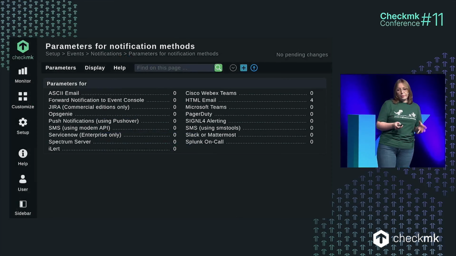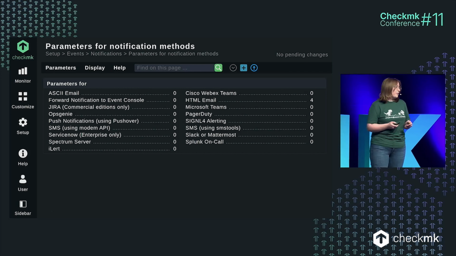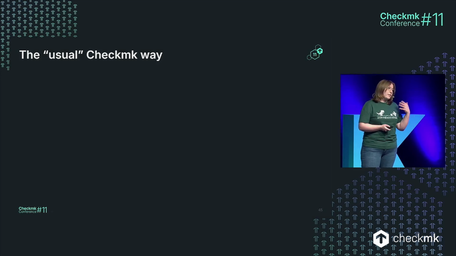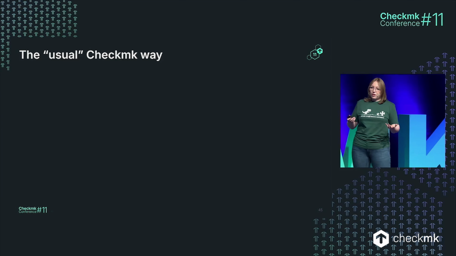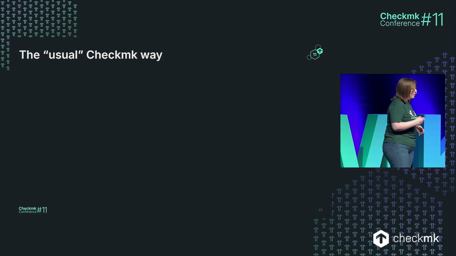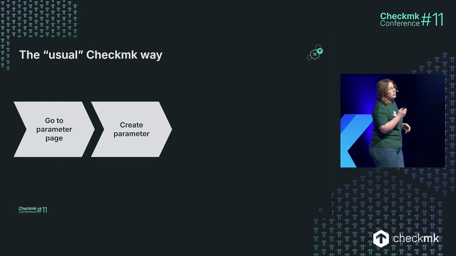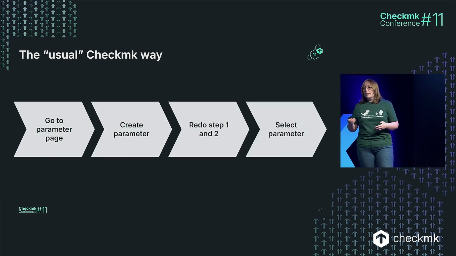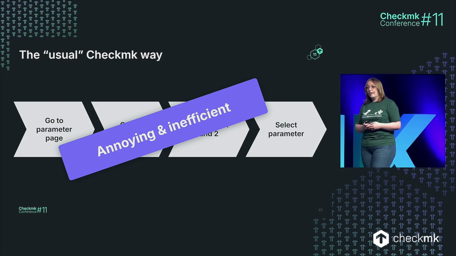You can find all the parameters on this parameter of notification methods page, which is a subpage of the notification hub. For our scenario, we obviously need to create a parameter. And if you know Checkmk, you know how this usually works then. We are in our configuration, and say, oh, we need to create a parameter. So we go to the parameter page, create a parameter, reload the notification configuration because we can't use it yet, go through step 1 and 2 again, just to finally select the parameter, which would be incredibly annoying and very inefficient.